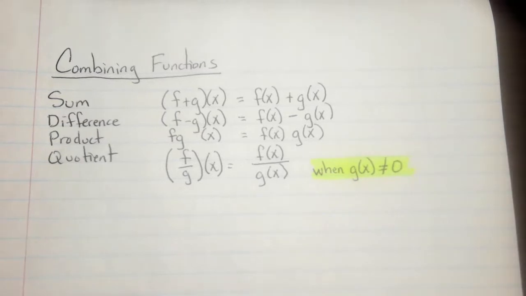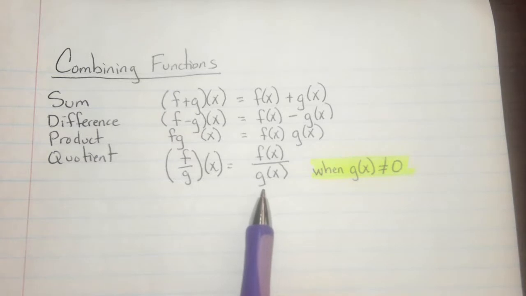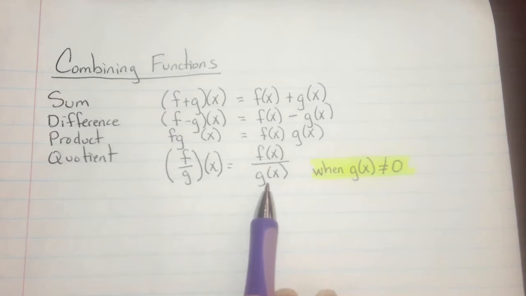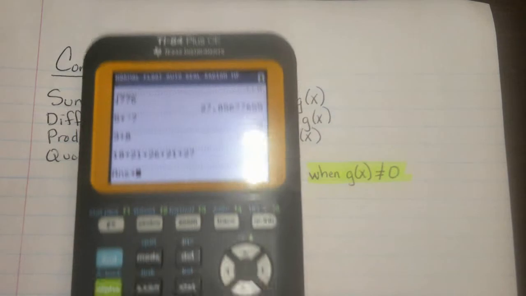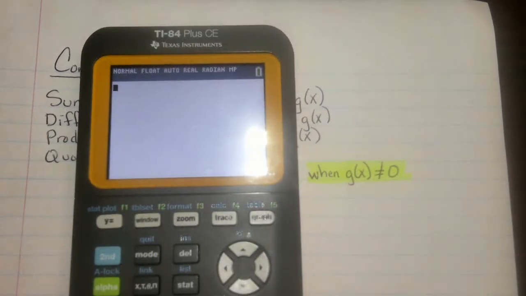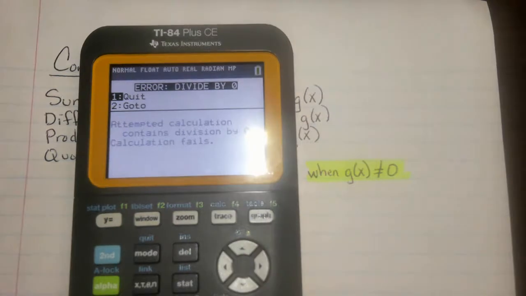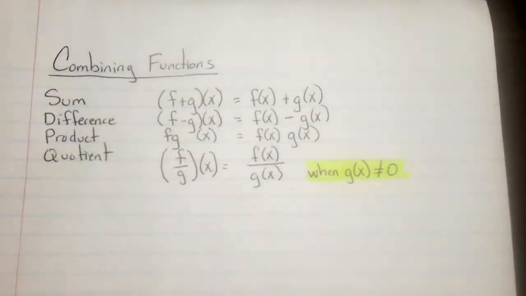So, when we do division, if you recall from first semester, division by 0 is undefined. Right? To divide means to multiply by the reciprocal, and the number 0 doesn't have a reciprocal. So division by 0 is undefined. In fact, if I take a calculator and I press 5 divided by 0 on my calculator, it says error, divide by 0, because division by 0 is undefined.